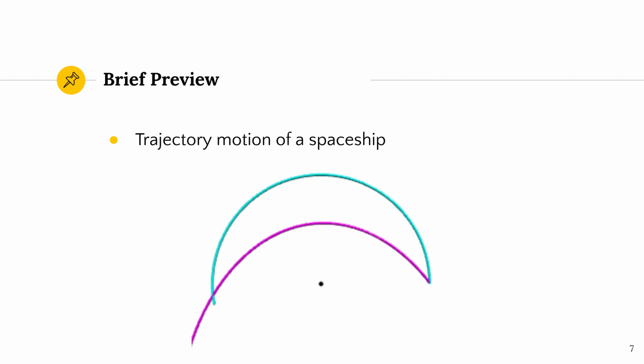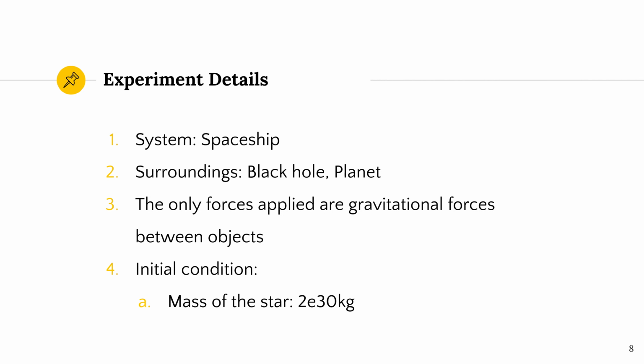This is the brief preview of the trajectory motion of a spaceship. The system is the spaceship and the surrounding is black hole and planets. In this lab, one assumption made is that the only forces applied are gravitational forces between objects. The initial condition is that the mass of the star is 2 times 10 to the power of 30 kilograms.